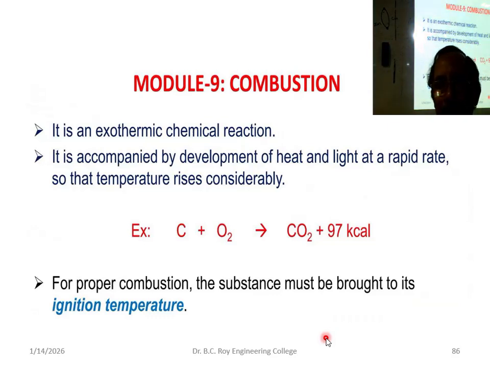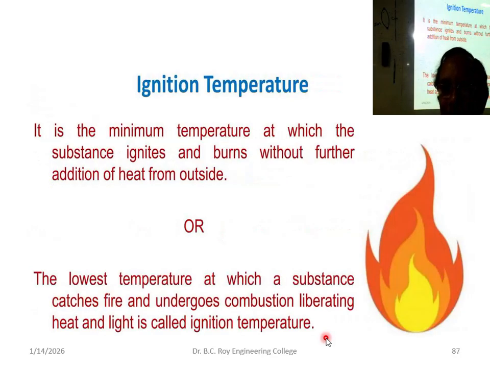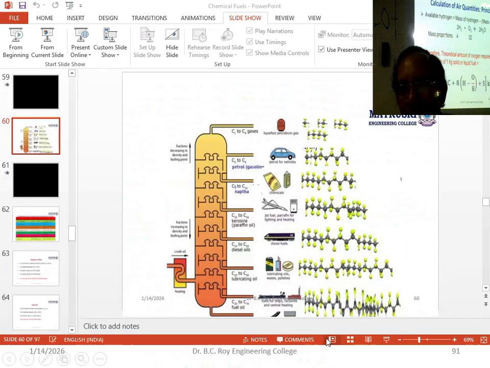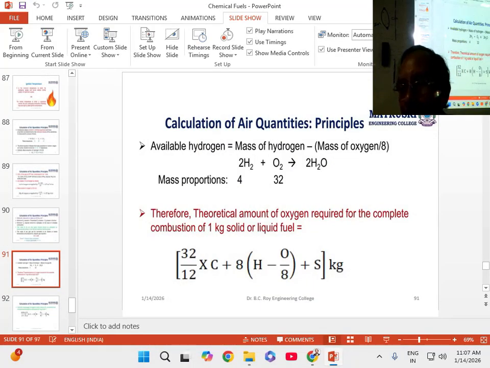Okay, this is exothermic. Any fuel combustion is always an exothermic reaction, and this is the amount of kilocalorie generated. Carbon plus oxygen gives CO2, 97 kilocalorie. Ignition temperature is a very important property or characteristic. That's all, I stop it here.